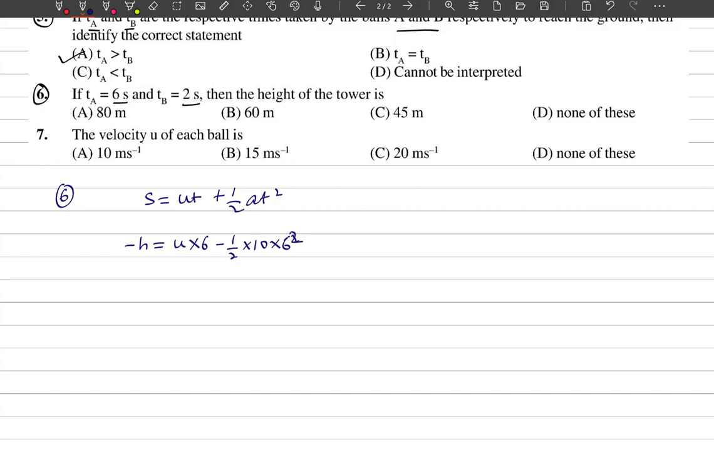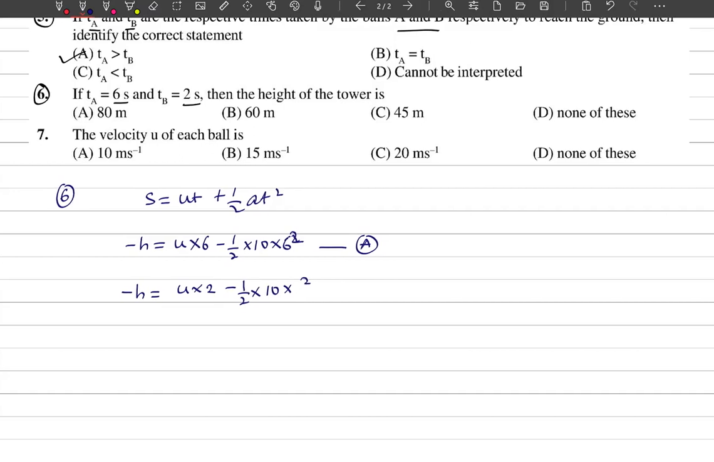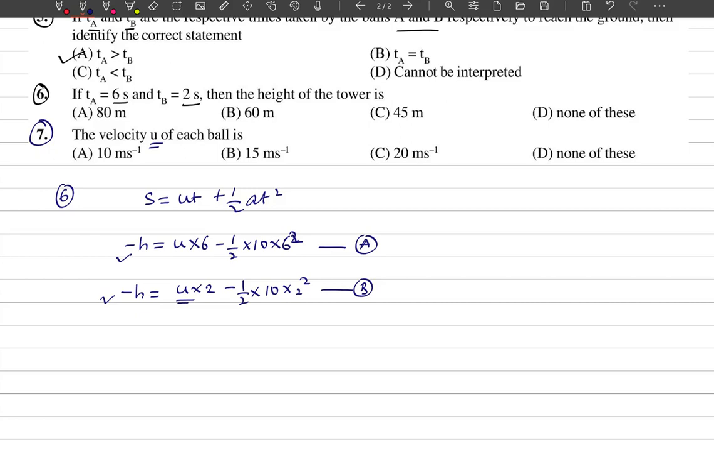Okay, this is for A. For B, minus h, क्योंकि वो भी नीचे जाएगा, माइनस h ही होगा डिस्प्लेसमेंट, into u into 2 minus half into 10 into 2 square. Equation number B. Now because height is to be found out, so we need to eliminate u from this equation. ऐसे क्वेश्चन नंबर 6 and 7 का सॉल्यूशन दोनों इससे मिलने वाला है. So you can equate them also. पहले 7 ही निकाल लेते हैं u by equating them, है ना, माइनस h एंड माइनस h.